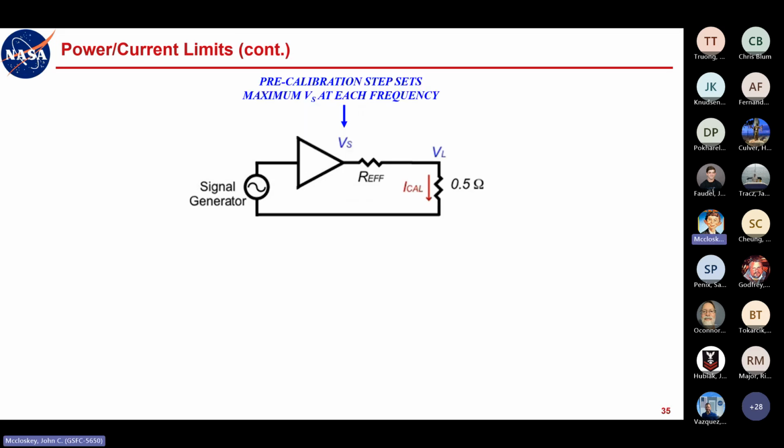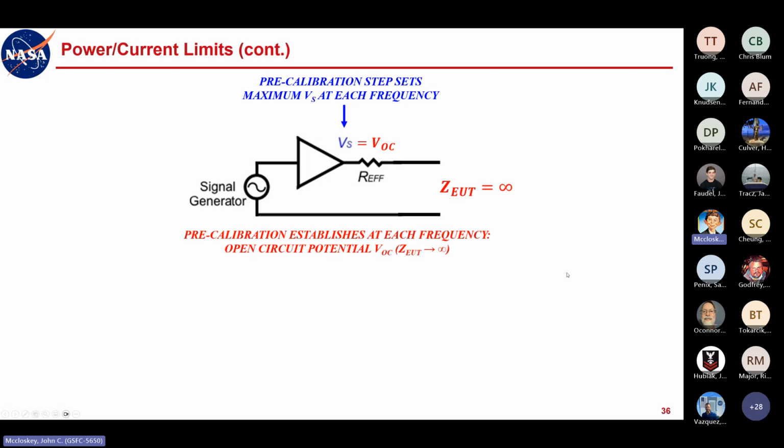So the pre-calibration step sets the maximum source potential at each frequency. You sweep across the frequency range, and you are basically creating a lookup table of what your maximum drive level is at each frequency to get the desired potential. In our case, 1 volt RMS across the half ohm calibration resistance.